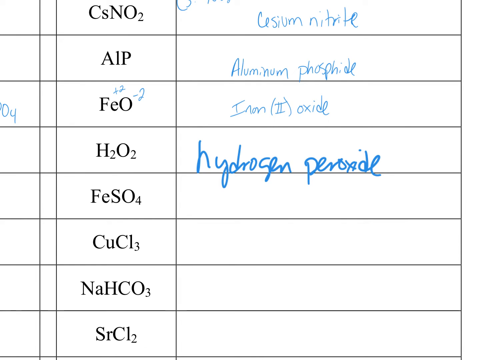In a similar way, iron sulfate down here, sulfate has a -2 charge, so iron must be +2. So this is also iron 2, sulfate. Okay.